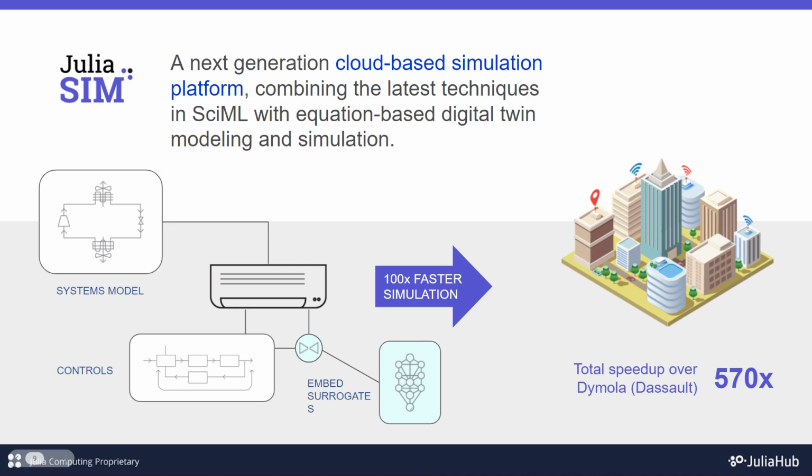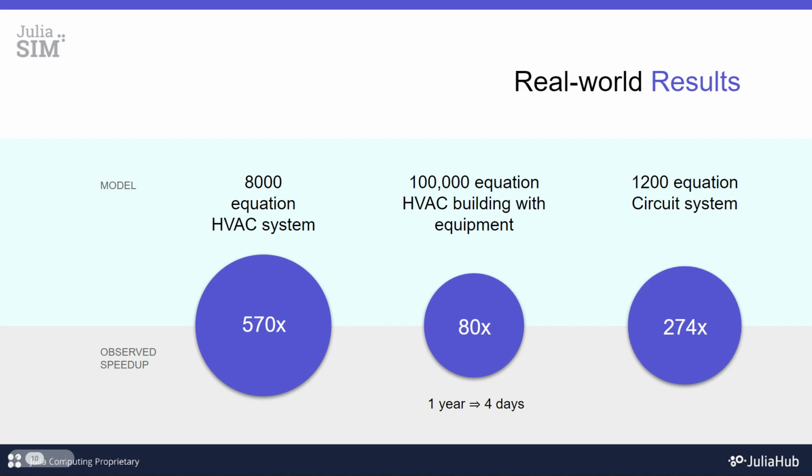We've already tested this method against real-world results. For example, with this real-world 8,000 equation HVAC model that achieved a 570 times speedup, and then ramping that up to a 100,000 equation scalable building model, we achieved an 80 times speedup. Which is incredible when you know that with current tooling, the best you can hope for is real time. This would allow us to compute a year of simulation time in just 4 days.